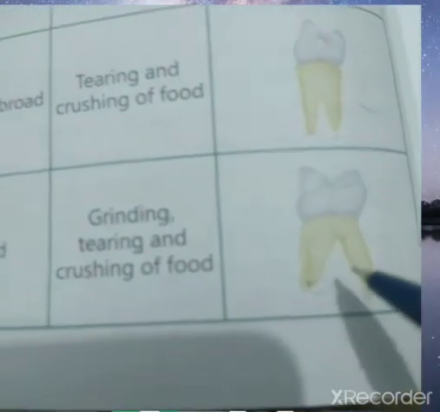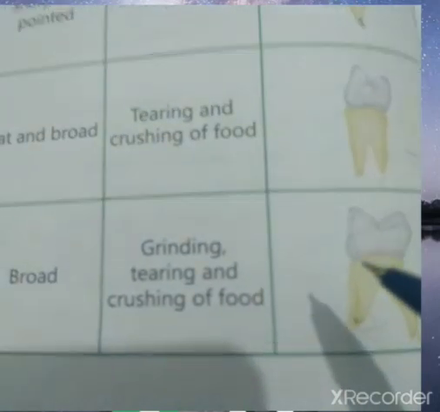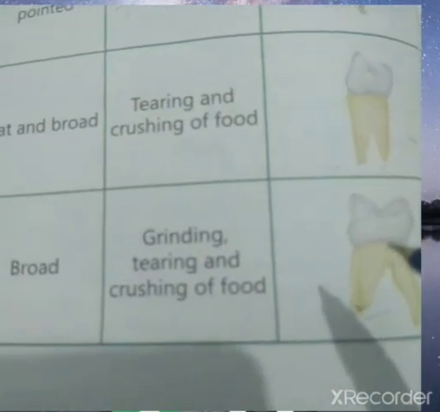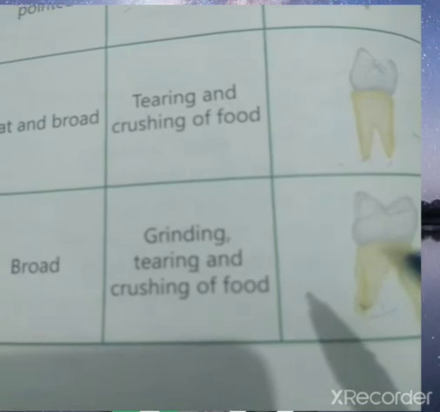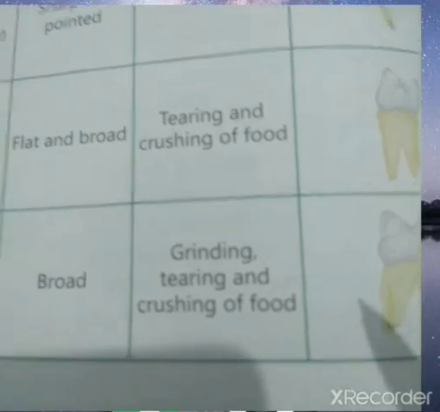This is the molar. So now the types of permanent teeth, and their number, shape, use, and picture, have been finished. You have to read and learn it.